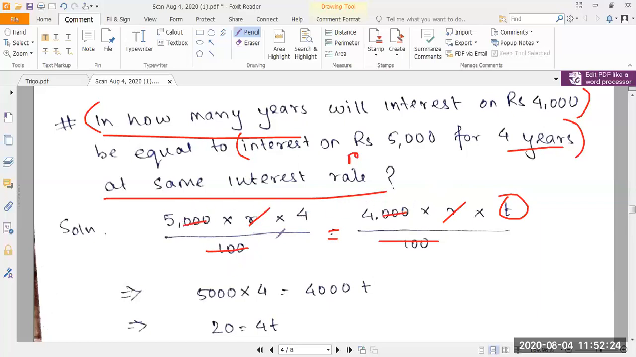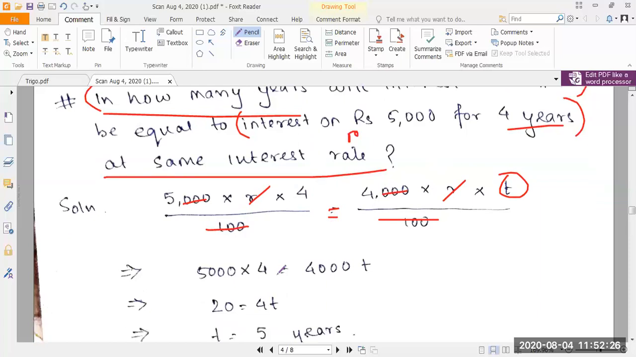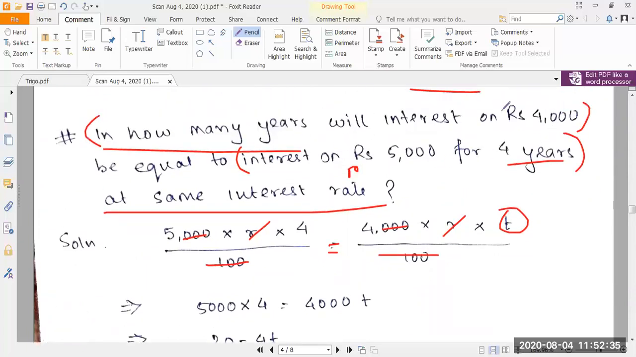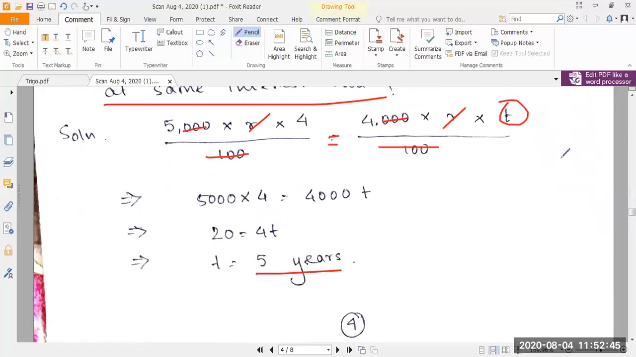So basically, if you simplify, you get 20 equals 4T. So that's T equals 5 years. So essentially, if I invest rupees 4,000 for 5 years, and if I invest rupees 5,000 for 4 years at the same interest rate, they'll yield me the same simple interest. So that's a fact.